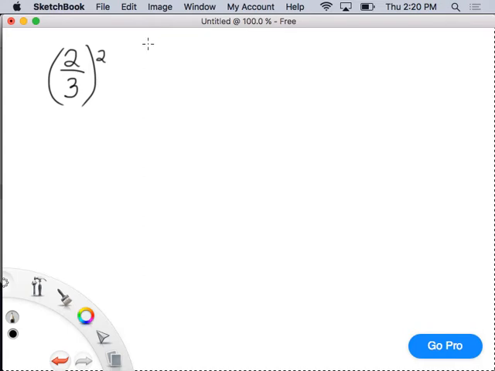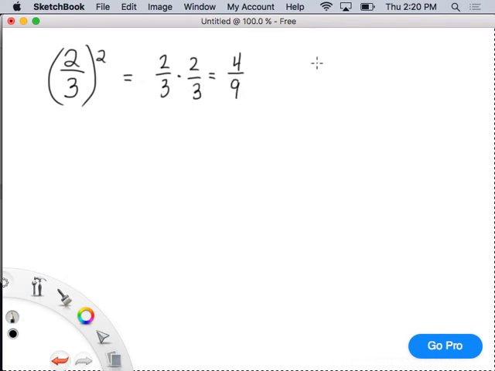is 2/3 squared. Well, one way we can think about this is very simple, just 2/3 times 2/3, right? That's what squared means. You multiply it by itself. And we do top times top. 2 times 2 is 4. Over bottom times bottom. 3 times 3 is 9. Okay, but there is another way. And this other way is what I'm interested in.